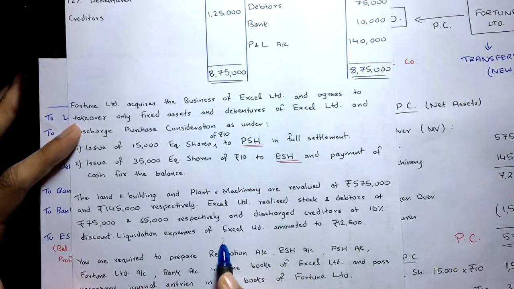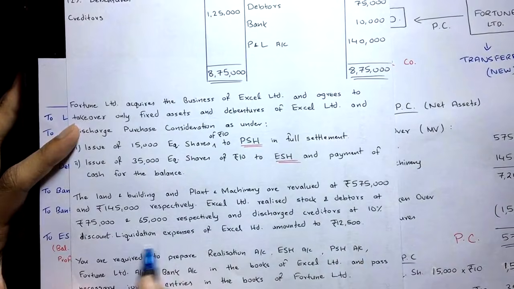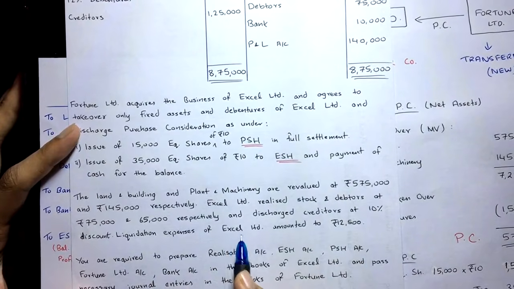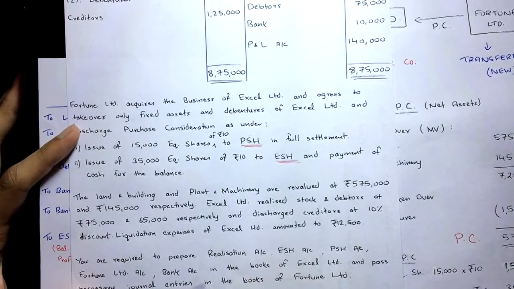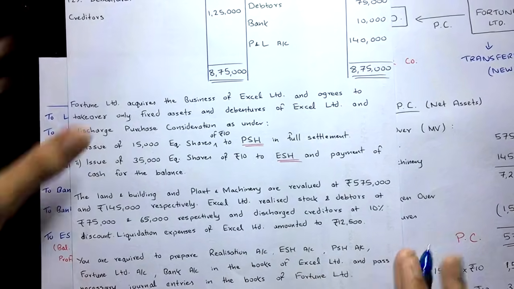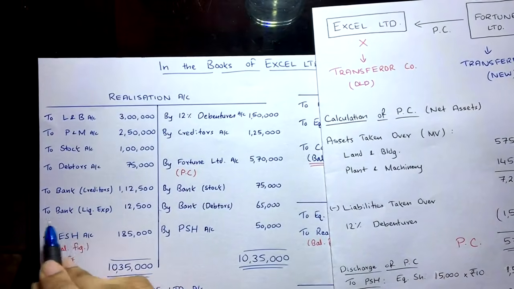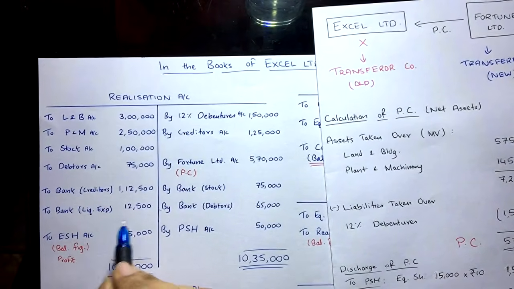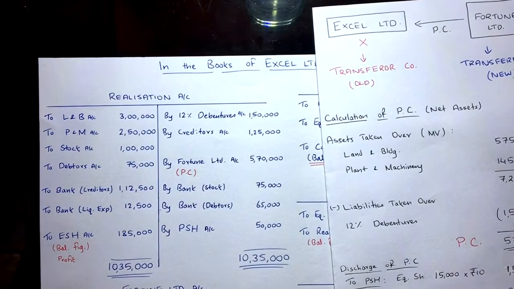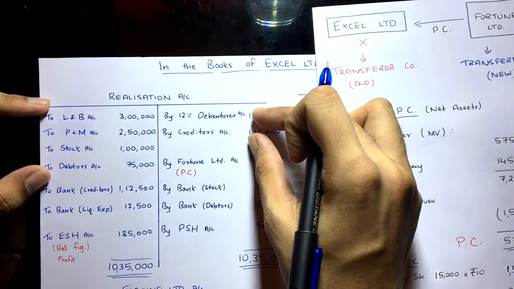Liquidation expenses of Excel Limited amounted to 12,500. They have said liquidation expense has been incurred. Who has paid that? Excel Limited only, because the question is silent. It doesn't say who has paid it. So we have to assume that Excel Limited only paid it, 12,500, right? So whatever payment will happen, it will come on the debit side. Yeah, to bank, liquidation expenses 12,500. Simple as that. Yeah, we dump all the assets, all the liabilities, whether taken over or not taken over.